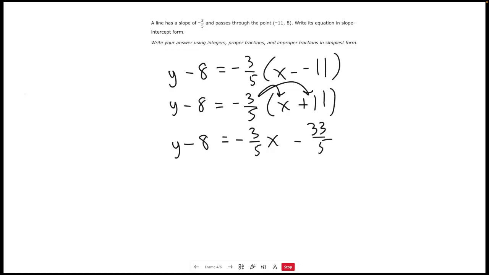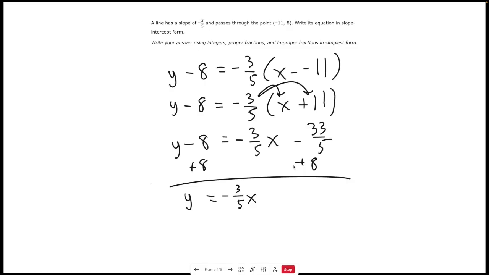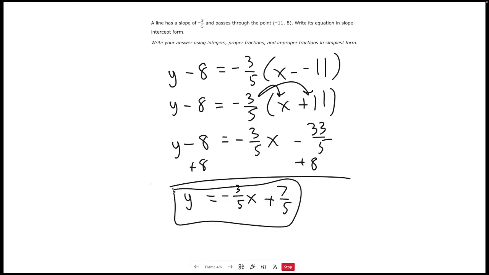And then we're going to add 8 on both sides. And so here we have y equals -3/5 x. And this fraction work on the right, you can do in your head, do by hand, do in a calculator, but you should end up with +7/5. And here is our final answer.